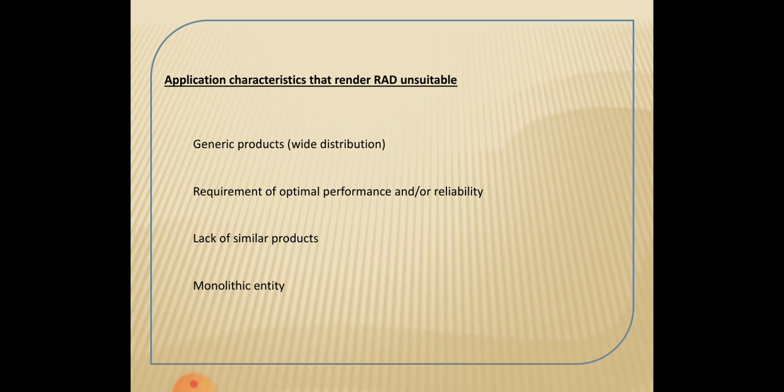And the last one is a monolithic entity. For certain software, especially small sized software, it may be hard to divide the required features into parts. RAD provides the development of software in incremental phases, and it is not possible with small sized software because the features could not be divided into parts. In this case, it becomes difficult to develop the software incrementally.